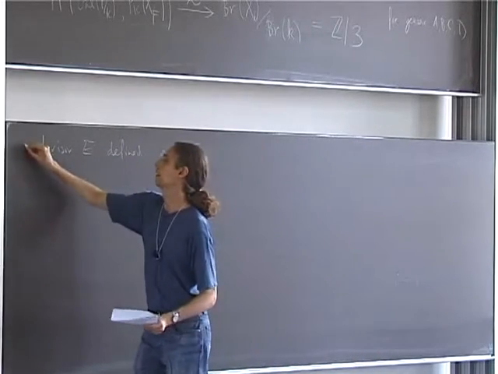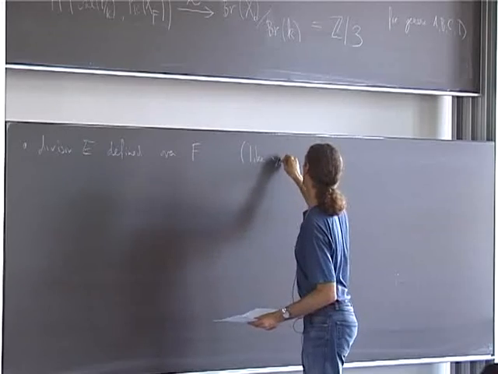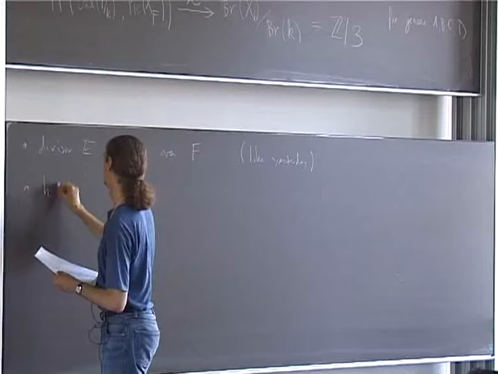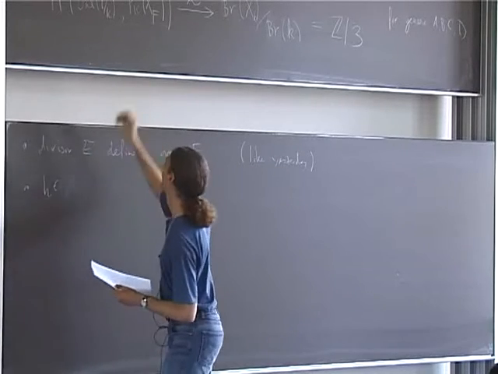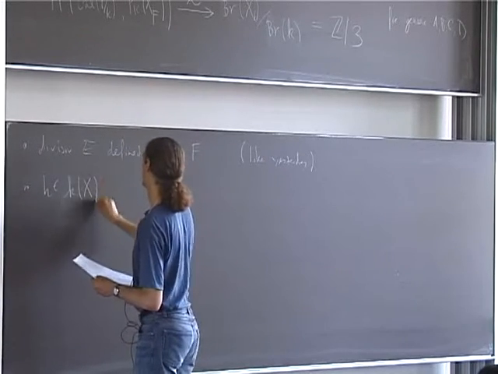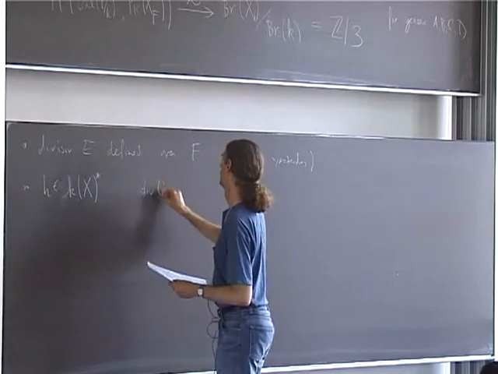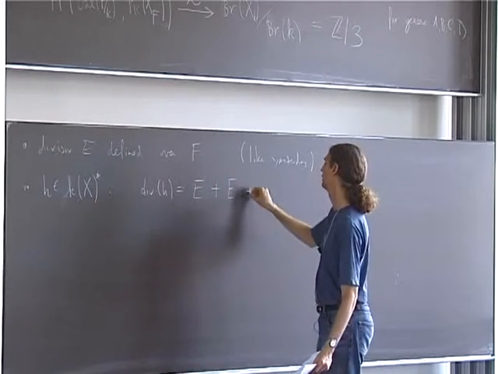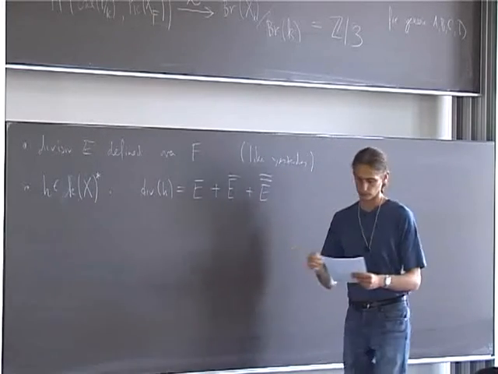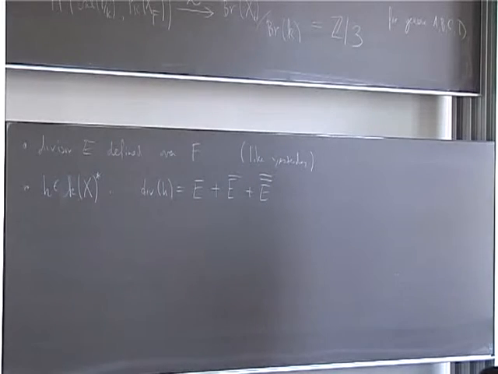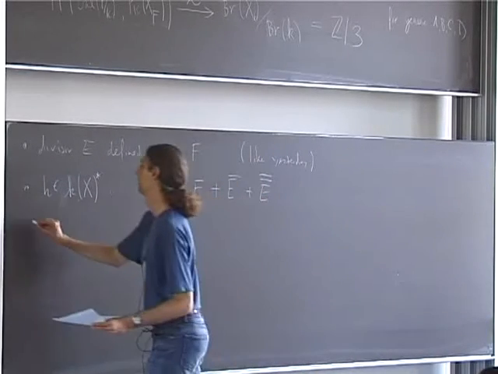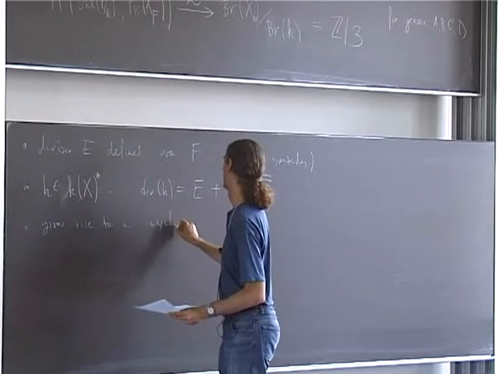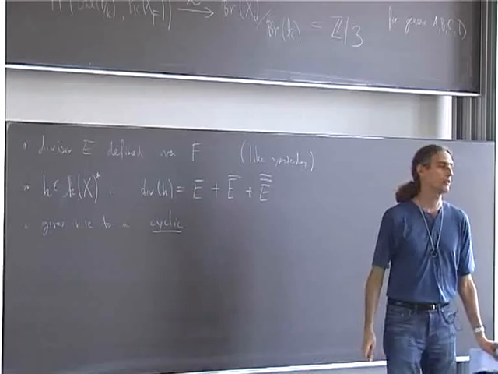So this is like yesterday. And then finding a rational function H. H is defined over K. So now we have E and we have its two conjugates. Like that. And so this gives rise to a cyclic division algebra.